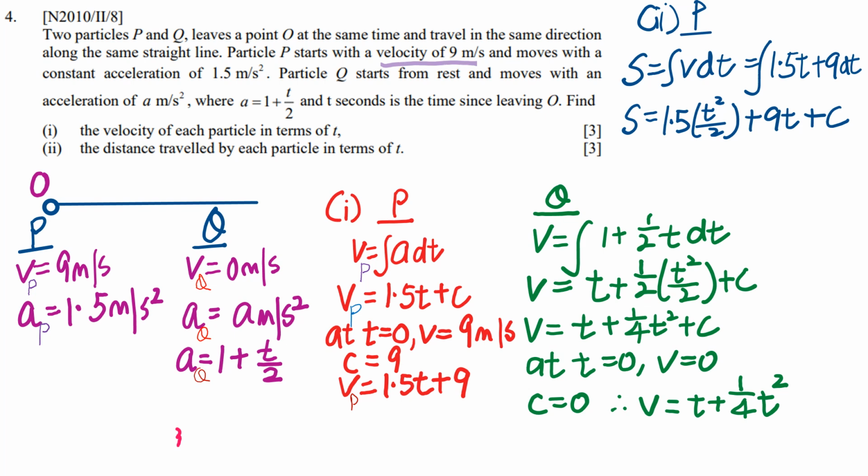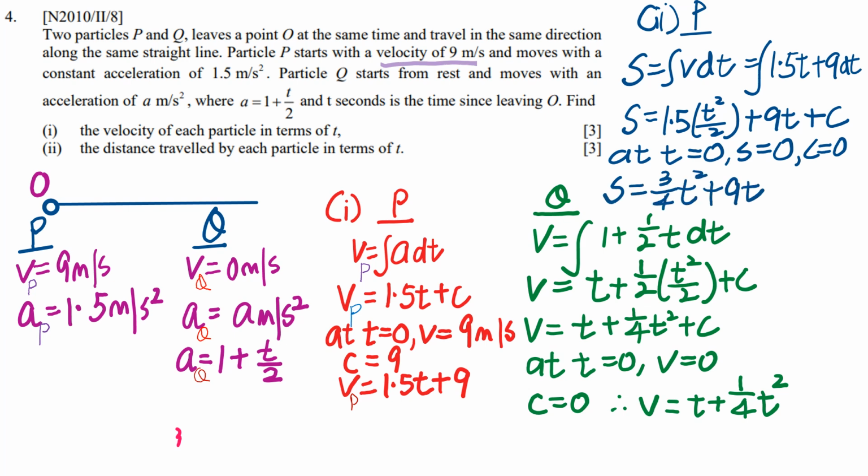All right, so for particle P, because it starts from rest, we are saying that when t is 0, there's no distance traveled at all. It starts from the initial position. So therefore, when you substitute t to be 0, s to be 0, you'll get C equals 0.